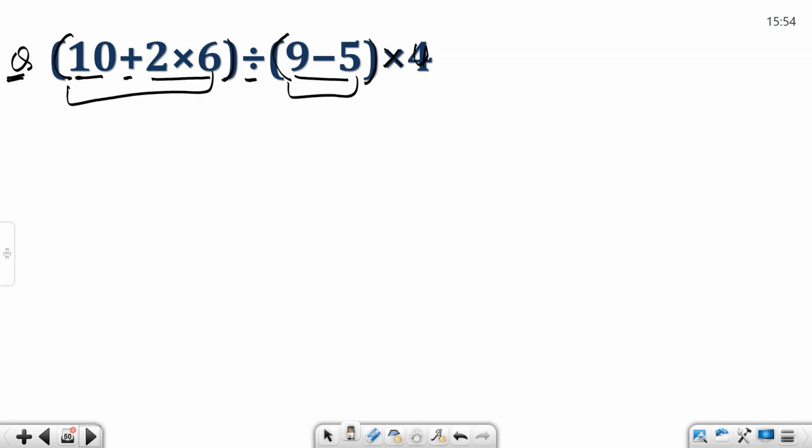Inside the brackets, here we have a plus, and here we have multiplication. So the first priority is multiplication, second priority is addition. So now, let's look at the solution.